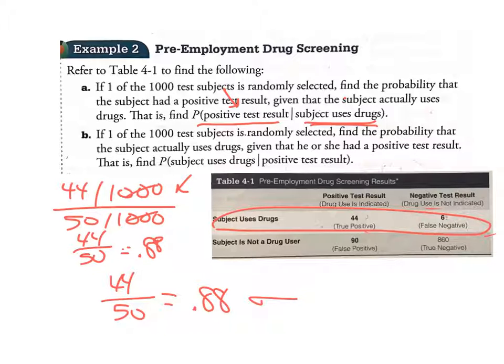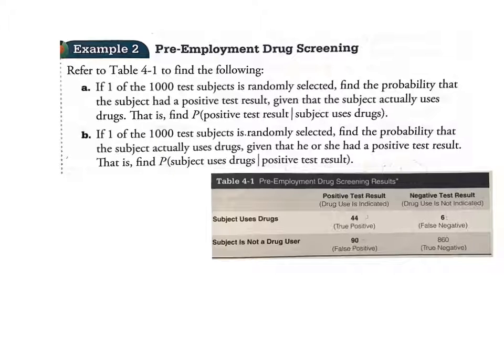Let me show you one more here in part B. Part B says if one of the 1,000 test subjects is randomly selected, find the probability that the subject actually uses drugs given that he or she had a positive test result. Written out like this: probability uses drugs given that positive test result. So I'm going to go backwards this time. Let's go intuitive. Intuitive part means I'm just going to look at the second part, given positive test results.